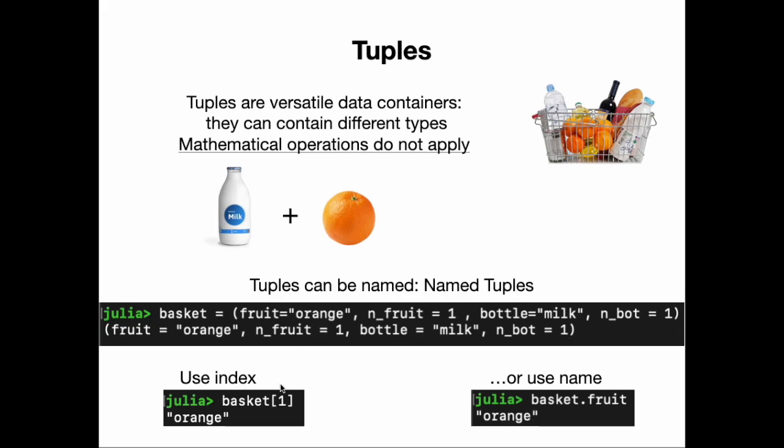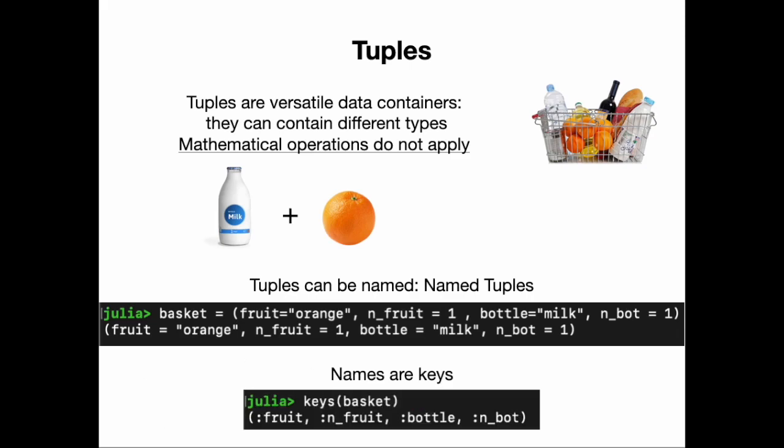If you use the index now, so basket square bracket 1, this will return orange. But you can also now use the name to access this information. You can also ask basket dot fruit, and this will return orange also. So we have a new feature here. This feature is called a key. So if you want to know all the keys you have in your named tuple, so the keys are basically fruit, n fruit, bottle, and n bottle, you can use the function keys, round bracket, basket, and this will return all the keys you have in your named tuple.